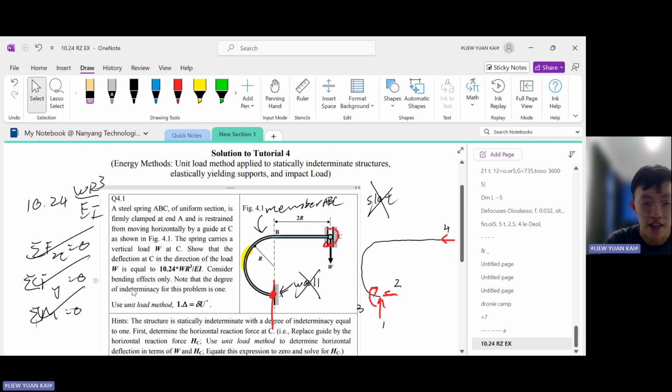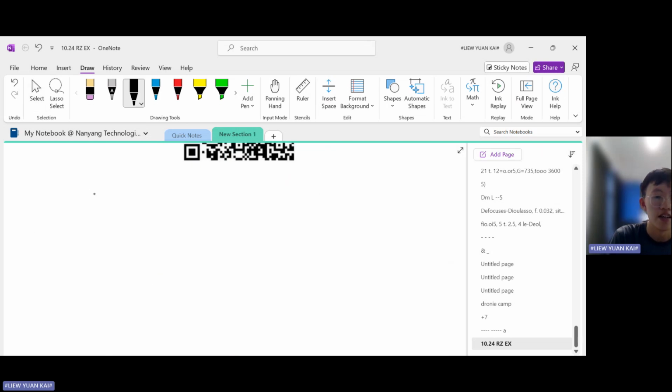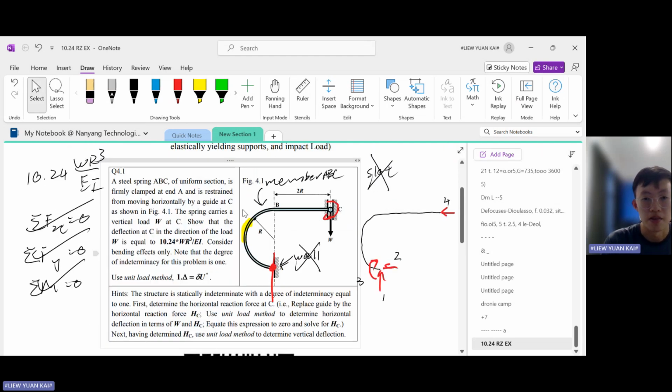So to find the degree of indeterminacy, you take the number of reaction forces minus the number of equilibrium equations. So we have 4 minus 3 equals 1. So that's how I get the degree of indeterminacy: you take the number of unknown reaction forces minus the number of equilibrium equations. So how do we solve this problem?